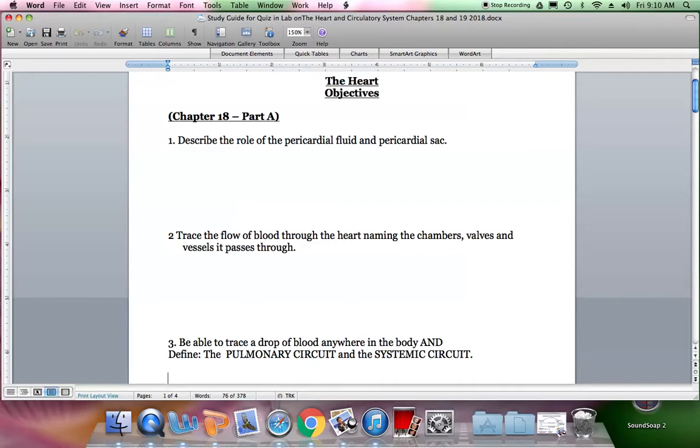There's also a really good animation from McGraw-Hill Publishing that shows blood flow through the heart. So what is the pulmonary circuit?